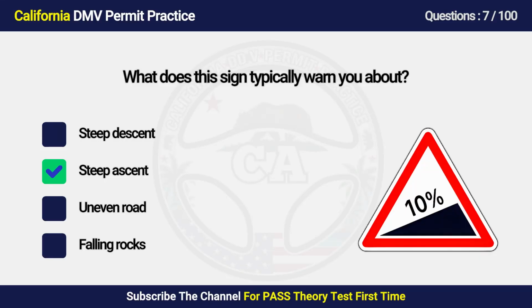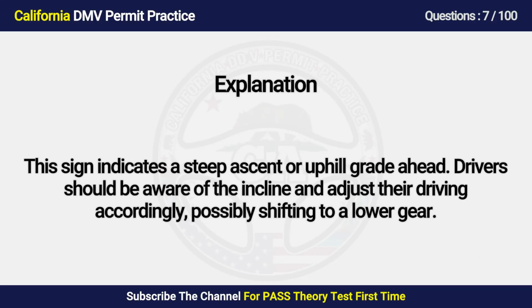Answer is B. Steep ascent. This sign indicates a steep ascent or uphill grade ahead. Drivers should be aware of the incline and adjust their driving accordingly, possibly shifting to a lower gear.